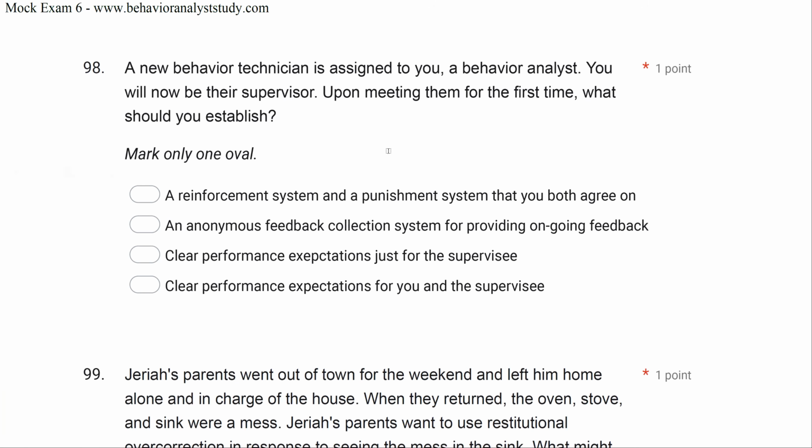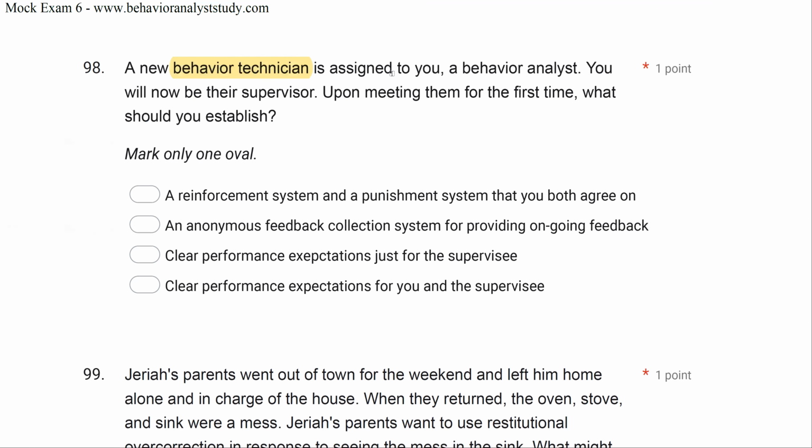98. A new behavior technician is assigned to you, a behavior analyst. You will now be their supervisor. Upon meeting them for the first time, what should you establish? And this is ripped pretty much from the task list, okay? It's personnel management, supervision. People tend to struggle with personnel management, supervision. My number one tip is to treat personnel management, supervision, same as you treat your clients in your cases. Meaning you need plans, you need reinforcement plans, behavior plans, goals, strategies, the whole 9 yards. That's how we need to treat our supervisees.